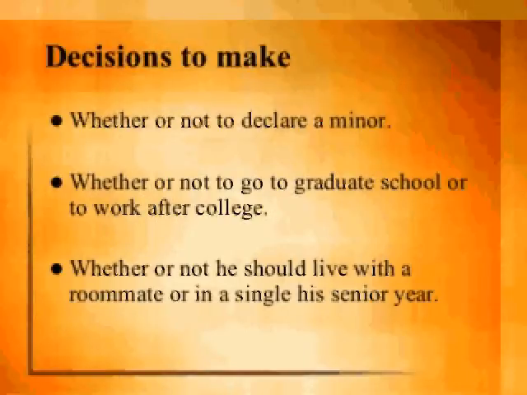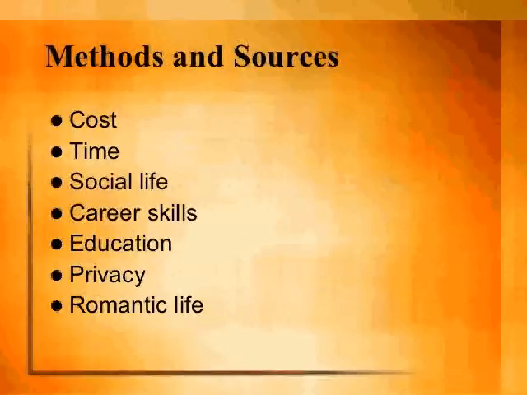He also must decide whether or not he should live with a roommate or in a single senior year. Billy has lived with a roommate every year since freshman year. He enjoys the company of his roommate, but he would like more privacy and also believes that a single would help his love life. The following are 7 relevant factors that must be taken into consideration as Billy makes his decisions.